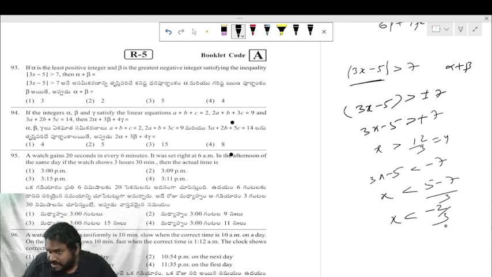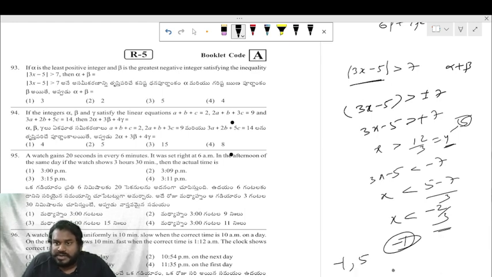So x should be less than minus 2 by 3, so the greatest negative integer which is lesser than minus 2 by 3 is minus 1. So one value I got is minus 1. And what is the least possible value of x which is greater than 4? That is 5, which immediately comes after 4. So one value is minus 1, other value is 5. So alpha plus beta is nothing but 5 minus 1 is equal to 4. The answer is fourth option.